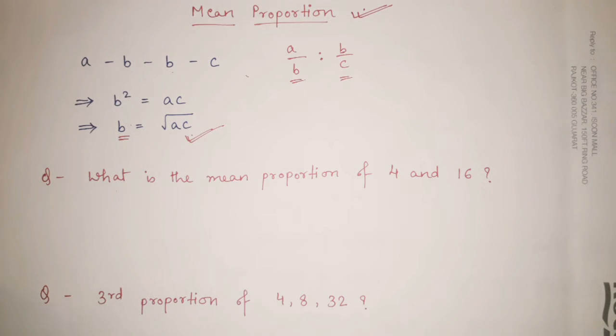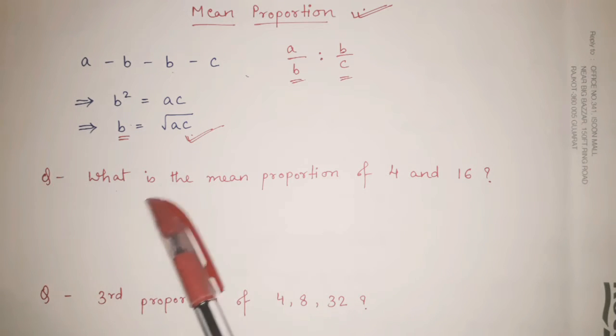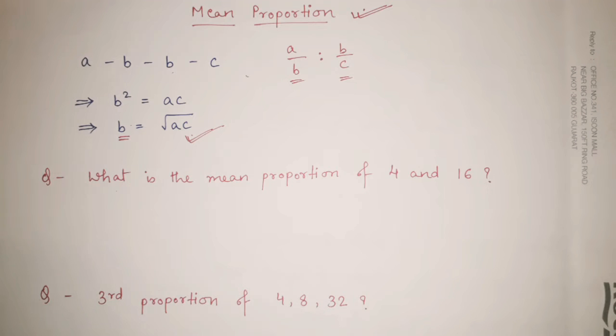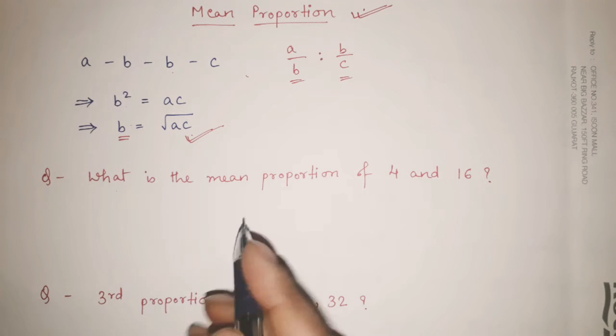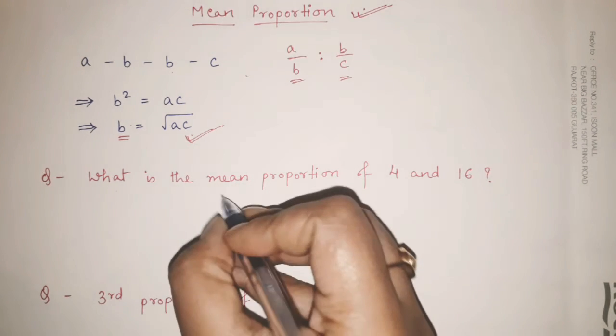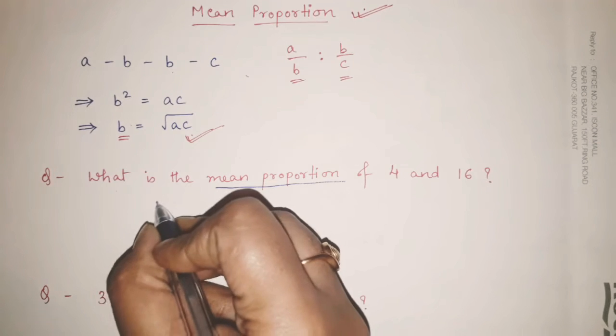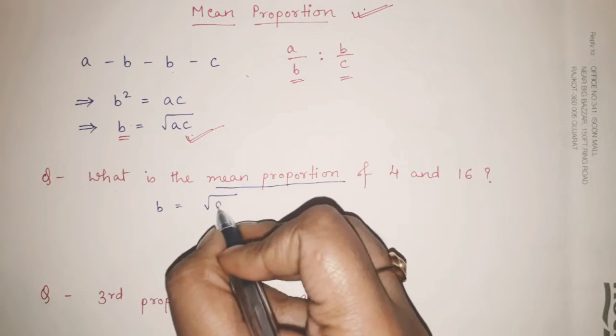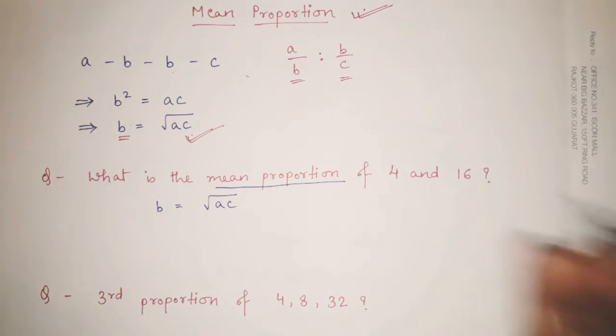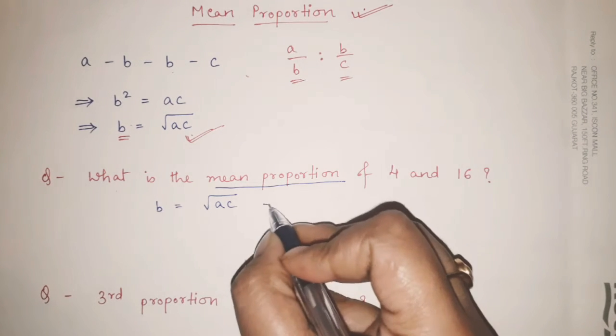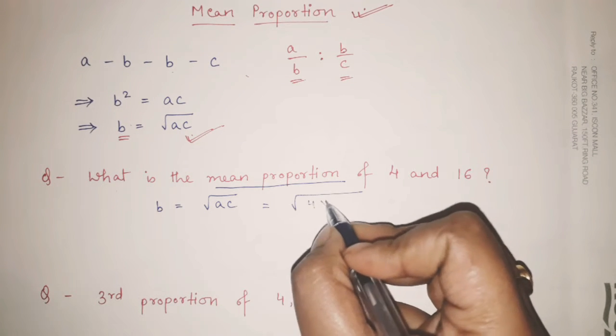Now, let's see which type of questions are being asked. Here you can see the question. What is the mean proportion of 4 and 16? Okay. What is the mean proportion of 4 and 16? They are simply asking about the mean proportion. We know that mean proportion B is equal to square root of AC. A and C, two values, are already given to us: 4 into 16.